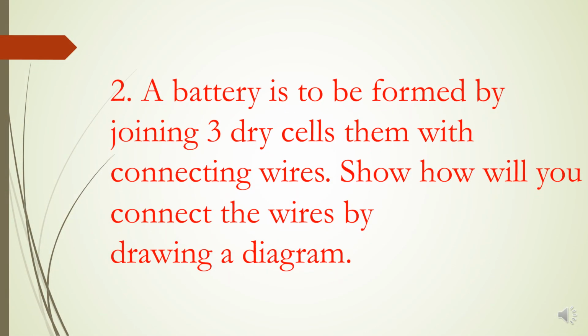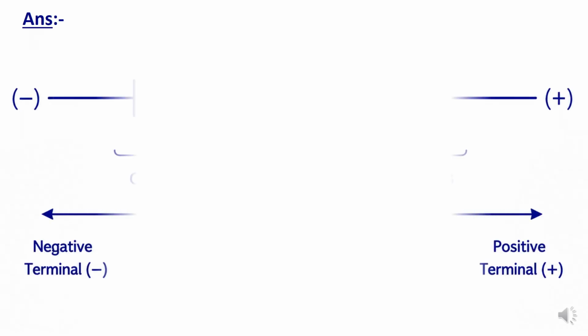Question number 2. A battery is to be formed by joining three dry cells with a connecting wire. Show how you will connect the wire by drawing a diagram. Answer.